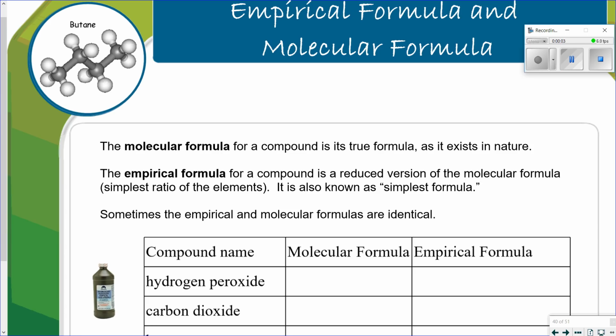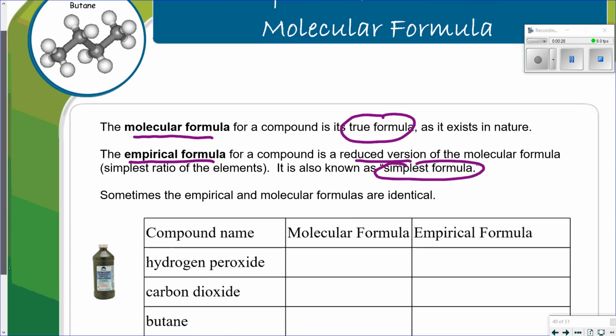Please have out your calculator and your periodic table. Today we're going to talk about empirical formulas and molecular formulas. So the molecular formula for a compound is its true formula. It's actually what the ratio of its elements are as it exists in nature. The empirical formula for a compound is always its reduced version. It's in its simplest formula.